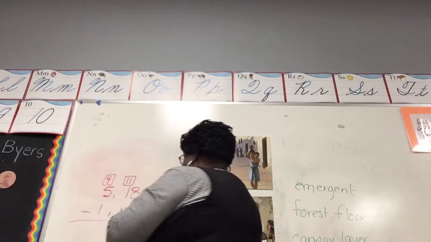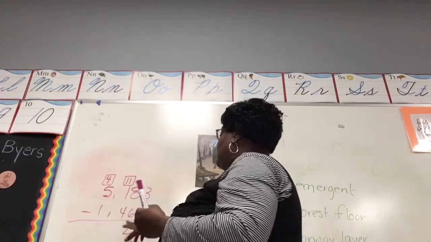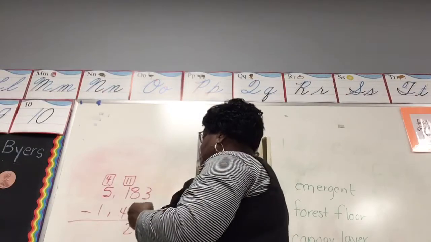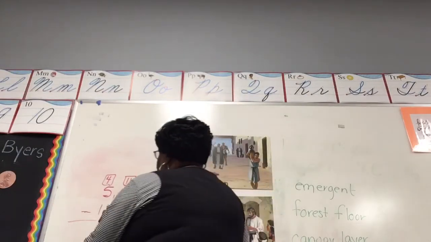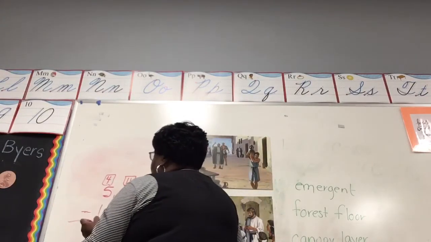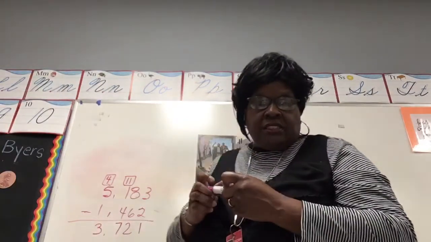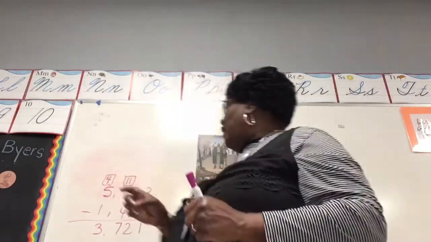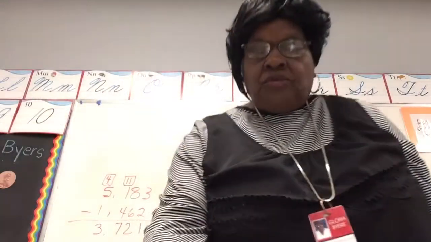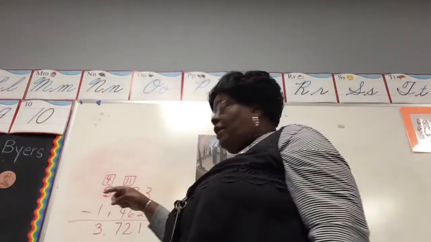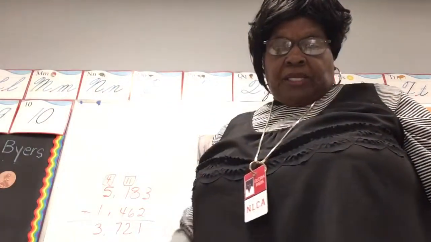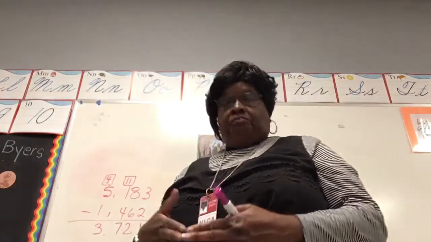And in the hundreds place, this is going to be what? 11. So you take 4 from 11, would be 7, and 1 from 4 would be 3. The answer is 3,721. And the other 2 is the same. You have a box in the thousands place, you have a box in the hundreds place.